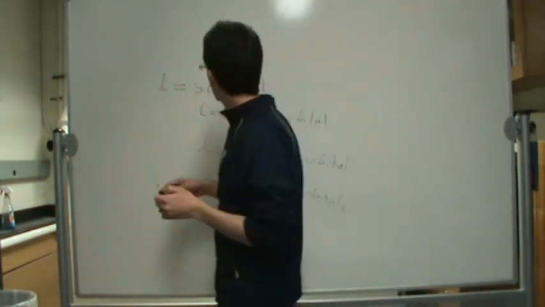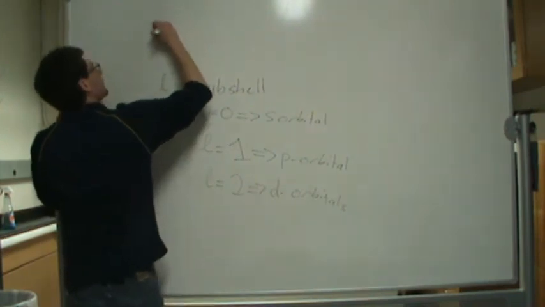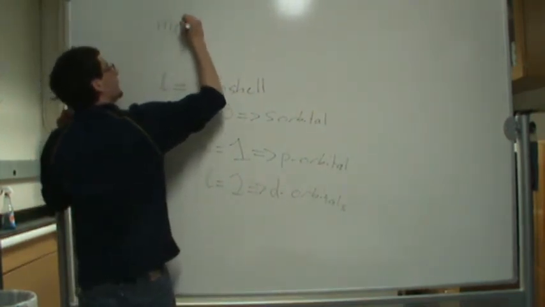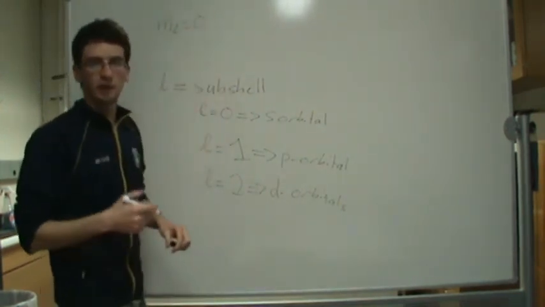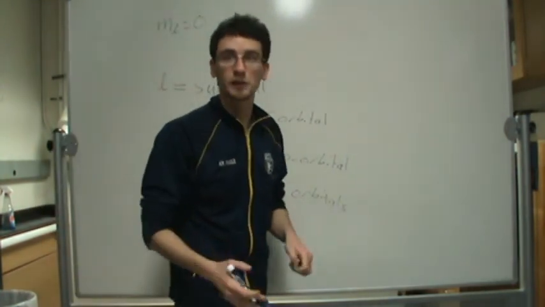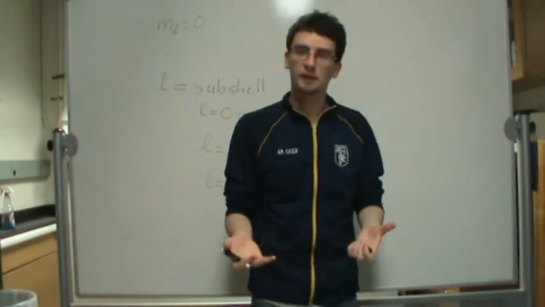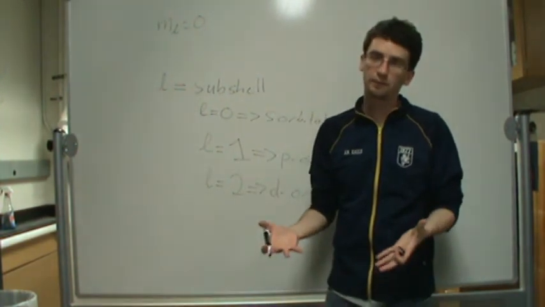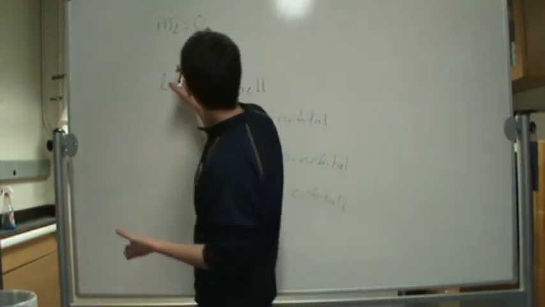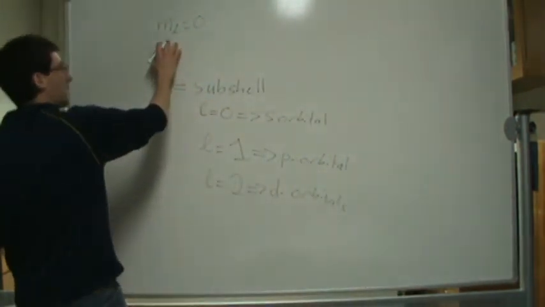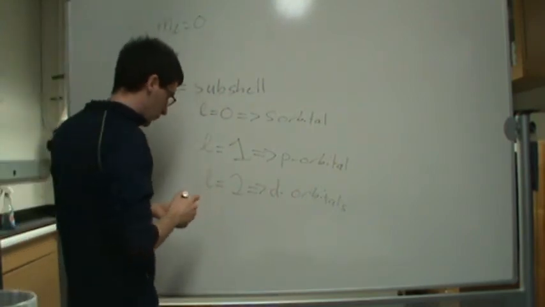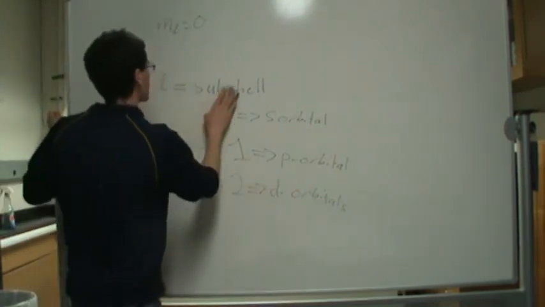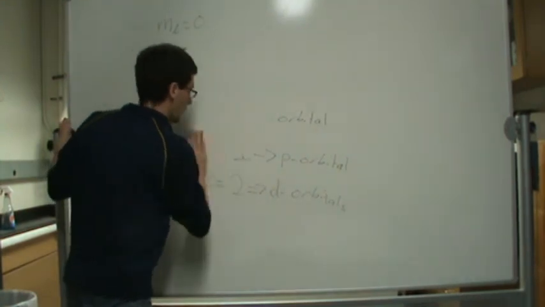So, if we have an ml value equal to 0, that means we have an L value that's also equal to 0, which means we're talking about the s orbital. The s orbital only has one orbital, right? So that's why we only have one value of ml for L equal to 0. But what about if we switch to L equal to 1?